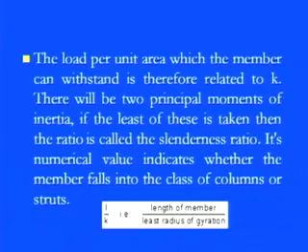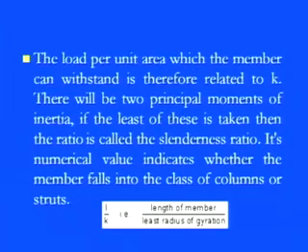So here, if we take at least one of them, then the ratio is called the slenderness ratio. It is a numerical value which indicates whether the member falls into the class of column or strut. As I told you, the dimensional parameter is very important, so we compute it through the slenderness ratio. So l by k is the length of the member divided by the least radius of gyration. That means the minimum radius of gyration, by which if you divide, it is known as the slenderness ratio.